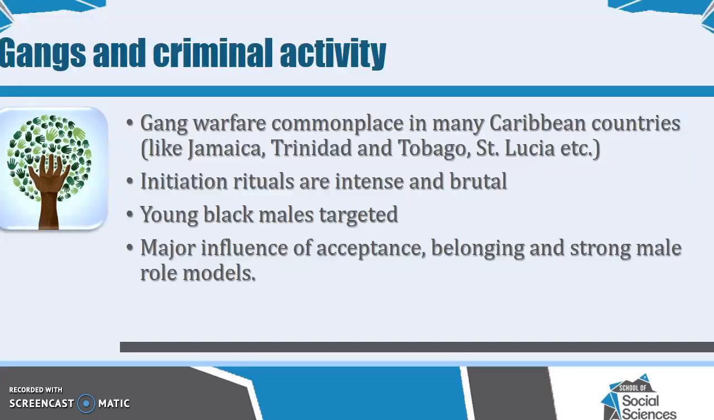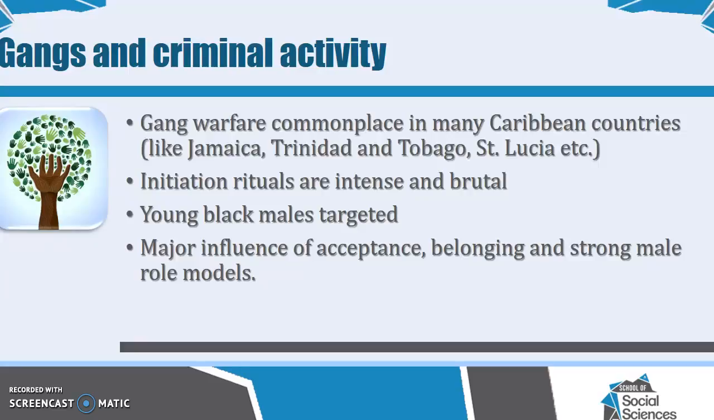Gangs have initiation rituals, and these rituals are in and of themselves quite violent. Sometimes you may have to kill someone in order to prove that you have what it takes to be a part of the gang. One of the major issues is that young black males are being targeted. As young as 12, 11 years old, they may be targeted to be a part of these gangs and to engage in criminal activity.